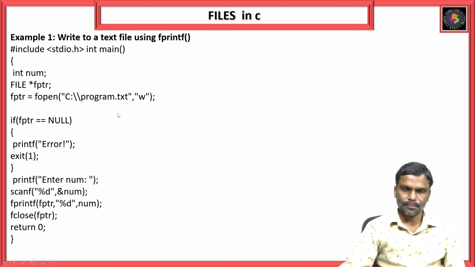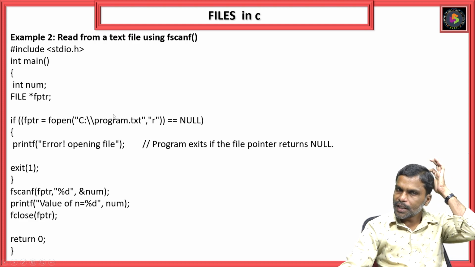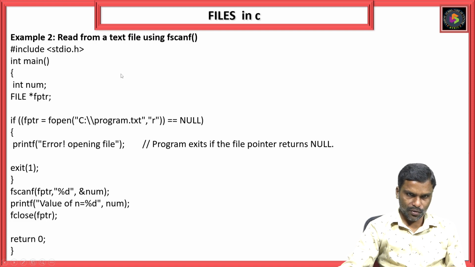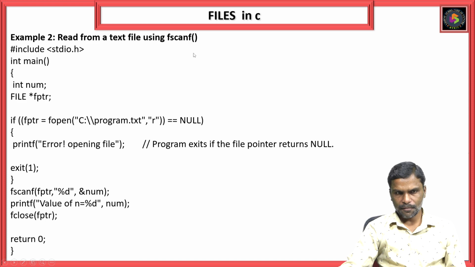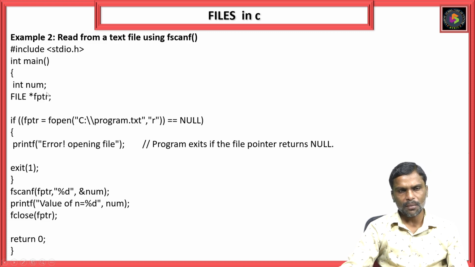This you can do, this you can understand. Next one, reading from a text file using fscanf. Just now we have seen writing a text file using fprintf. Here we are going to see fscanf. Int main, this is the same header file. Int main, again I am taking the same number as we have taken in the previous program.